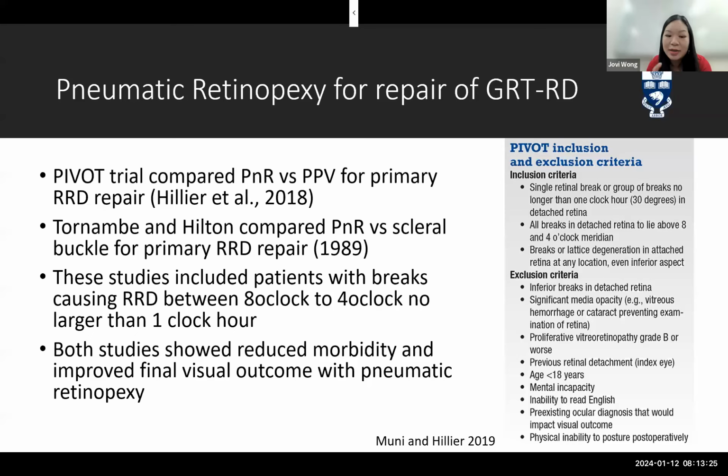where the single break or group of breaks is no larger than 1 clock hour. And both studies were remarkable in showing that there's reduced morbidity with pneumatic retinopexy, and there's also improvement in the final visual outcome compared to pars plana vitrectomy. And it's just included here on the right-hand side, the inclusion and exclusion criteria for the VIVID trial, and essentially the recommendation for patients who meet these criteria would be that primary repair using pneumatic retinopexy would be recommended.